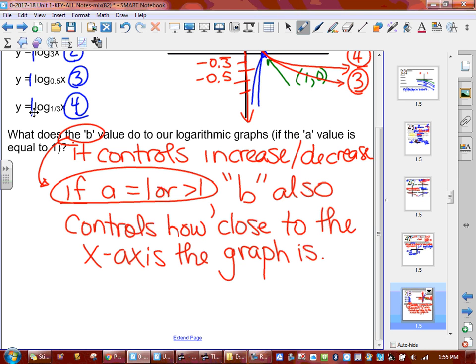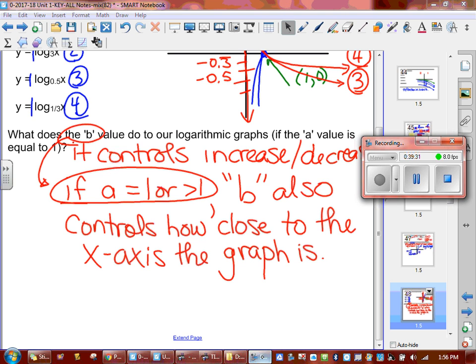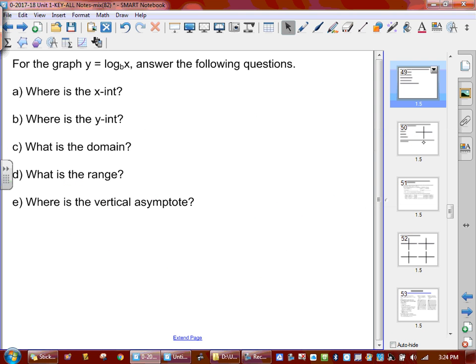Okay, got a few minutes to take a look and do some graphing on your own. So, what did we find out about the x-intercept? Well, we know it's always at 1 and 0. The y-intercept, we never have one, because we have a vertical asymptote. The vertical asymptote is the y-axis, which makes it x equals 0.